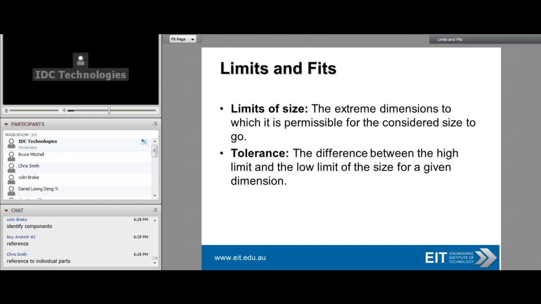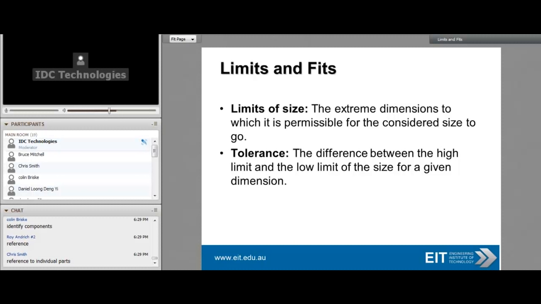Now, the cost of manufacturing depends on the limits that we apply to the shaft and to the hole. If we make the dimensions of the shaft extremely tight, in other words, we allow very, very little for manufacturing errors, then that shaft will be expensive to manufacture. And often, the designers decide what the final dimensions should be for mating parts.